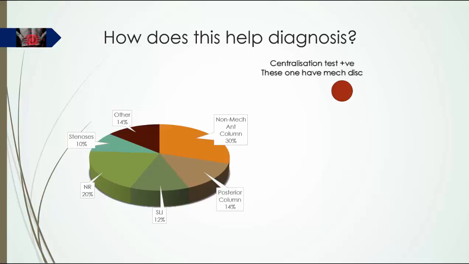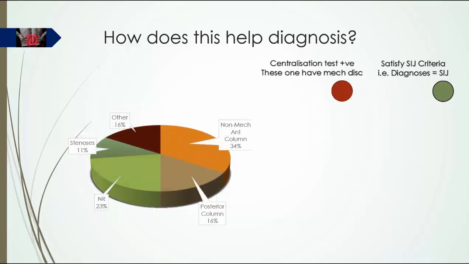Of the remaining patients, you can now see that the prevalence within this smaller subset of patients has changed. The probability that a non-centralizer has non-mechanical anterior column pain is now 30%. The probability that a non-centralizer has posterior column pain is 14%. Sacroiliac joint pain 12%, and so on. We also know from research that we are able to identify nearly 90% of cases with sacroiliac joint pain, so these also can be identified and removed from the non-specific cases remaining.